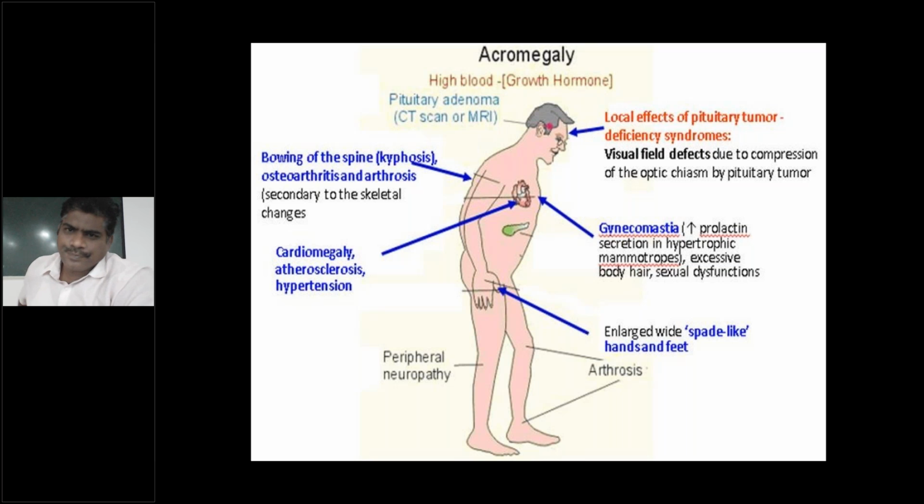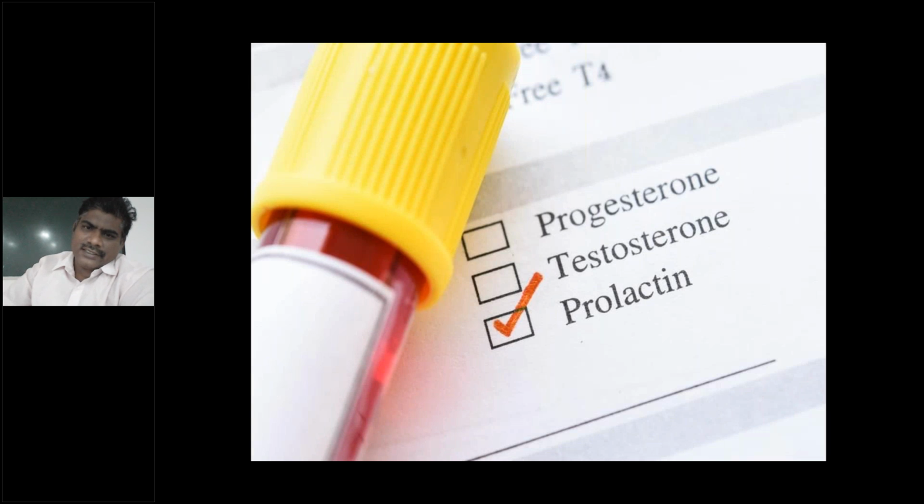So these are the signs and symptoms of acromegaly. What's the difference between acromegaly and gigantism? Gigantism occurs during childhood, and acromegaly occurs between 20 to 40 years. Next, we are moving to the next hormone, prolactin.